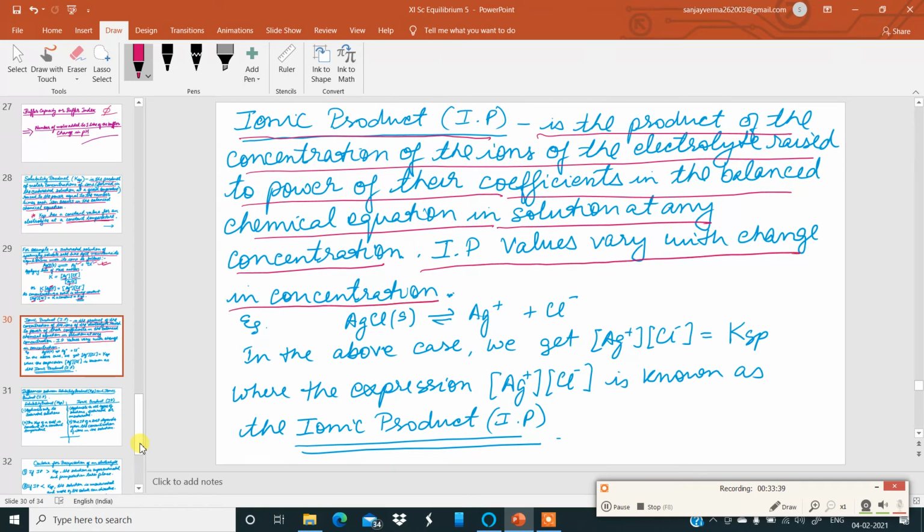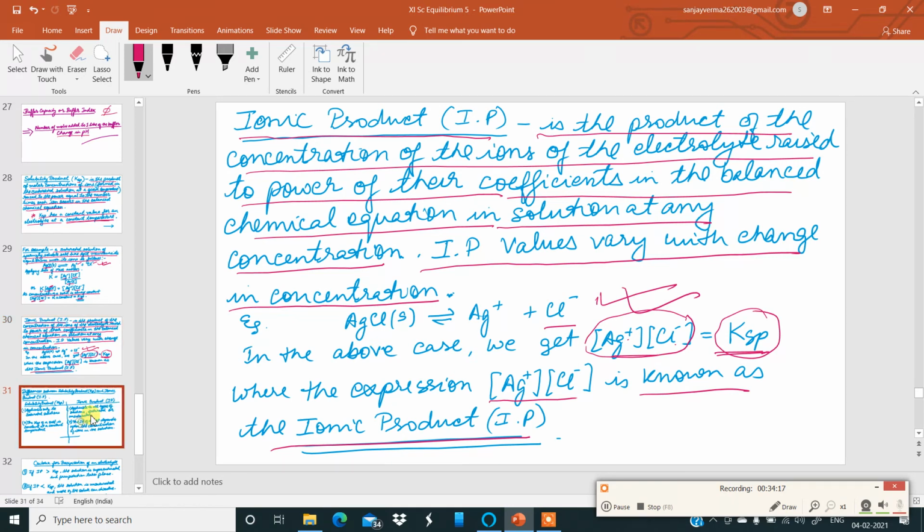Remember that. So take the same equation: AgCl(s) giving, at equilibrium, Ag plus and Cl minus. In this case, the product of Ag plus and Cl minus is equal to Ksp. Now this much only is called the ionic product. This expression is called the ionic product. Remember that. But Ksp is the product of the dissociation constant and the concentration of the weak, sparingly soluble electrolyte in the solid state.